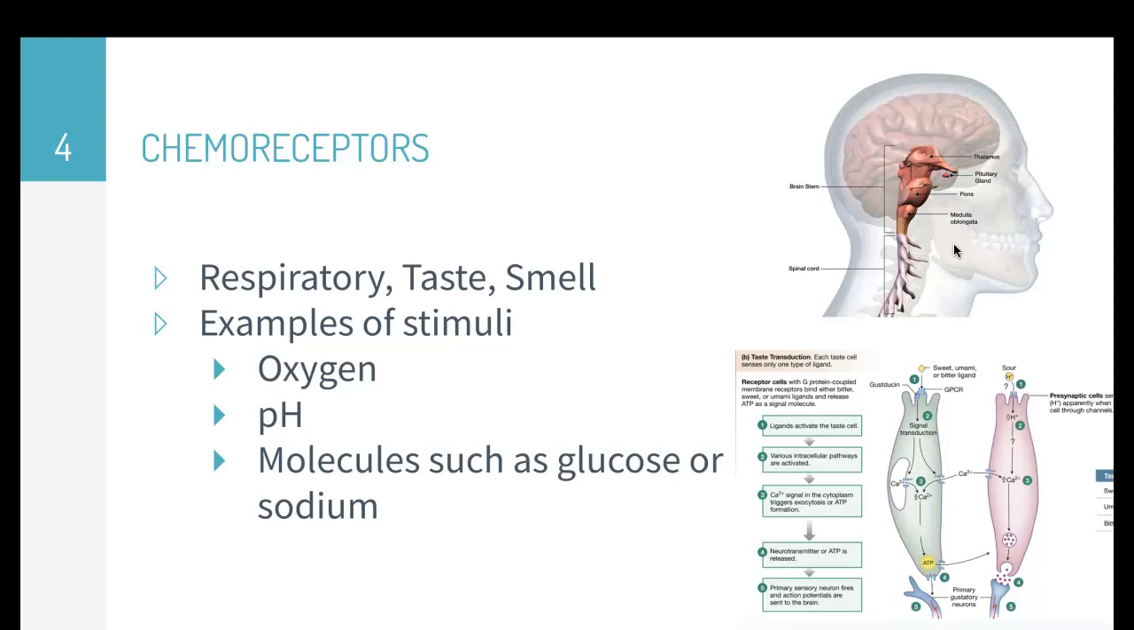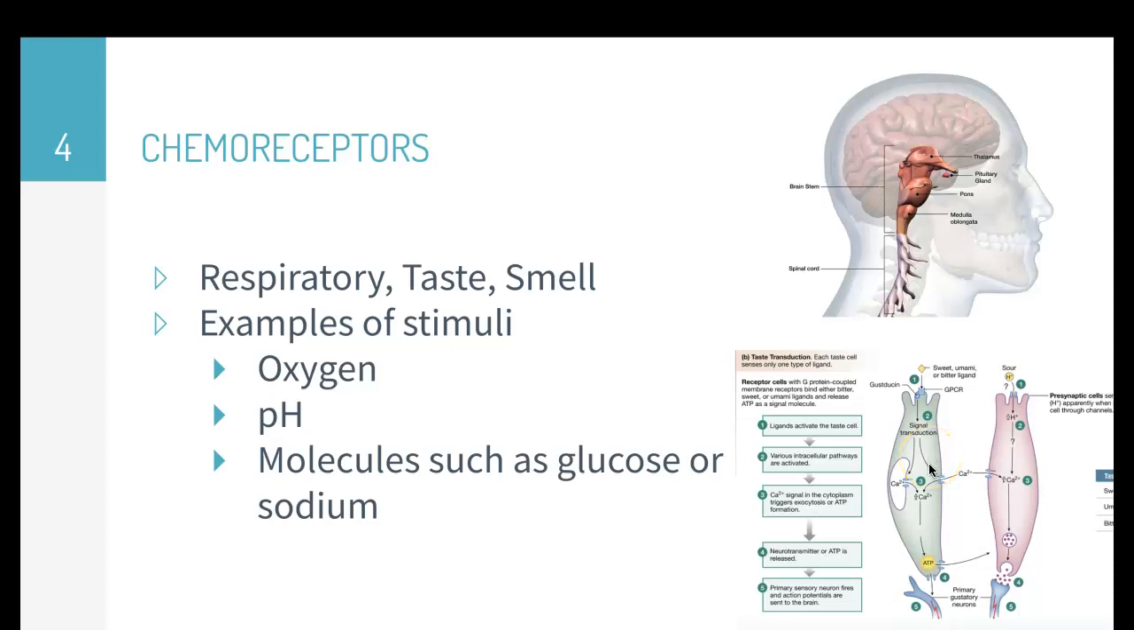Additionally, as mentioned before, chemoreceptors relate to our ability to taste and smell. And the picture on the bottom right is from the textbook, and I thought it was a good depiction of the process in which chemoreceptors work, and then how we perceive taste. The first step is when the ligand binds to the GPCR receptor, chemoreceptor, and the ligand could be glucose or sodium molecules that bind to the GPCR, which then induces signal transduction to occur.